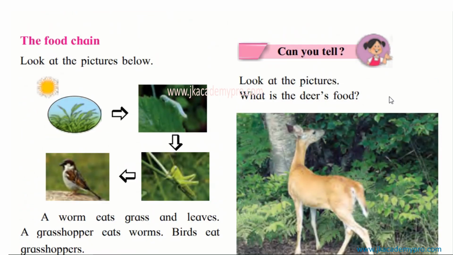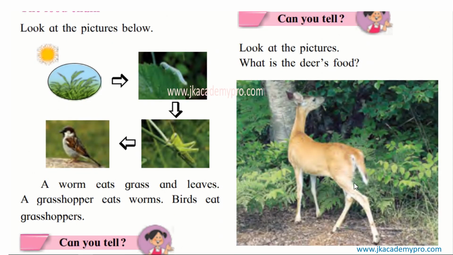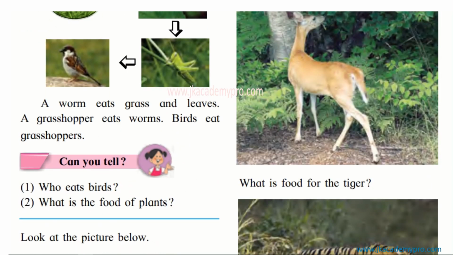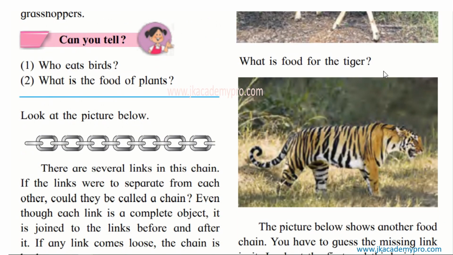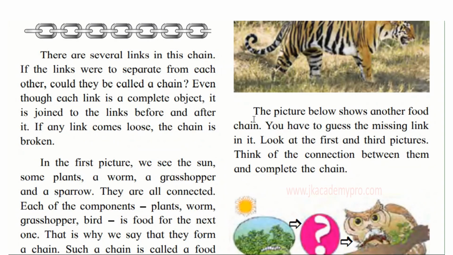Now look at this picture over here. So we see that there is a deer. Okay, so what is the deer's food? The deer's food is the leaves, isn't it? It is eating the leaves of this plant. And look at this tiger. What is the food of the tiger? The tiger will eat the deer, isn't it? Now the picture below shows another food chain.